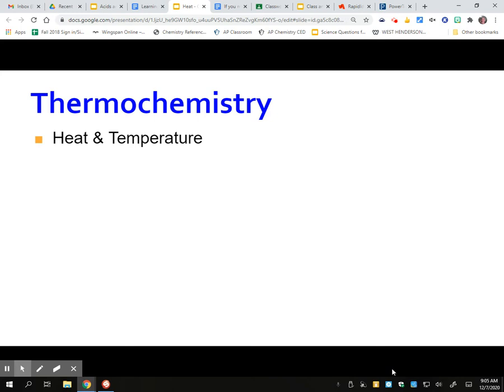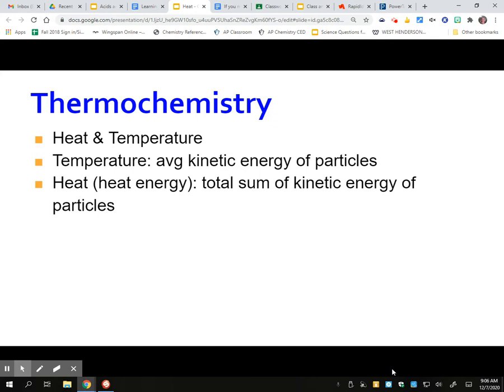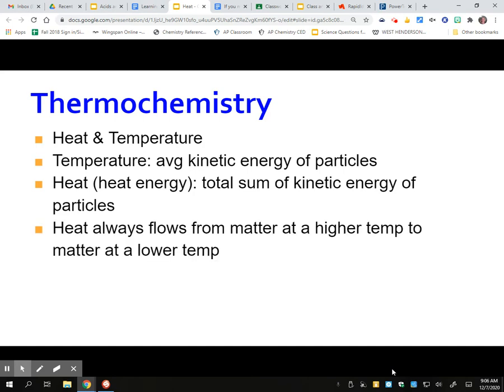We know from our previous studies that temperature is the average kinetic energy of the particles. It's how fast, or how much motion energy, do these particles have on average. Heat is a form of energy, and that is going to be the total sum of the kinetic energy of the particles. So how much energy is being given to these particles to make them move faster, which would increase our temperature as we add heat.